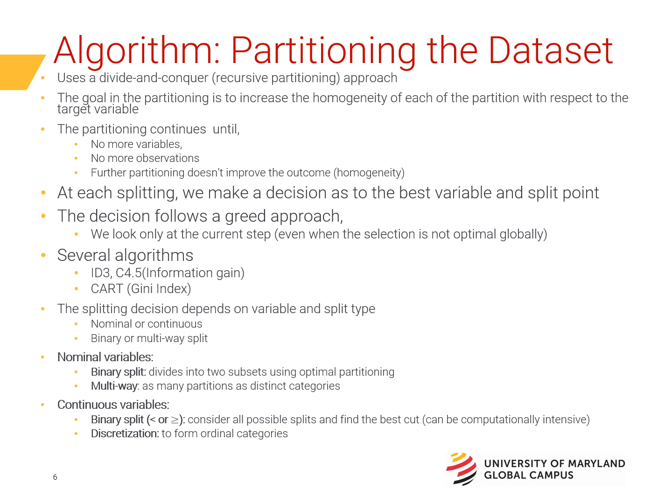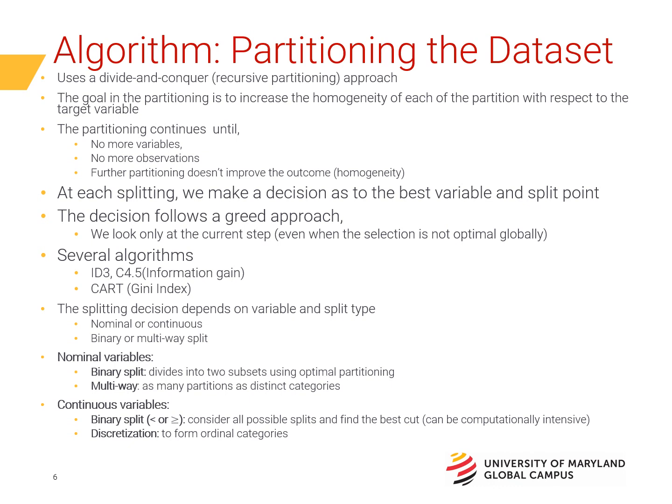No more variables are available for splitting. No more observations are left in a subset. Further partitioning does not improve the homogeneity of the subsets. At each splitting step, the algorithm makes a greedy decision, considering only the current step and choosing the best variable and split point based on the immediate gain in homogeneity. This greedy approach means that the algorithm does not consider the global optimality of the entire tree, but rather focuses on making the best decision at each local step.